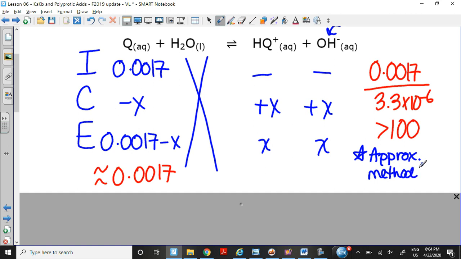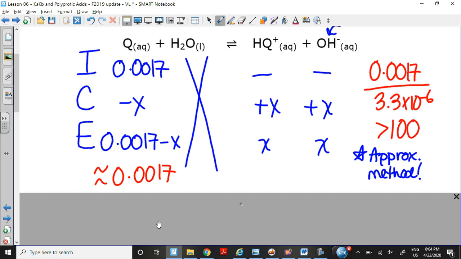It definitely applies here. The approximation method can be applied to any type of equilibrium problem. So if you see a small Ka or Kb, check it out before you actually try. When we do our little assumption check, 0.0017 divided by 3.3 times 10 to the negative 6 is definitely greater than 100. So what that means is, because we're subtracting x, we can just get rid of it completely and go with 0.0017 as our approximate concentration.